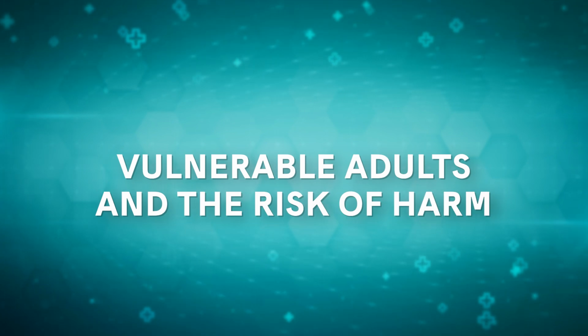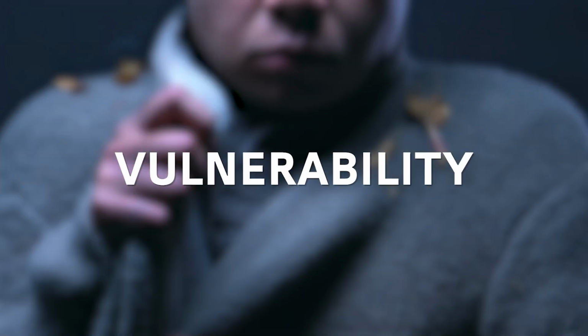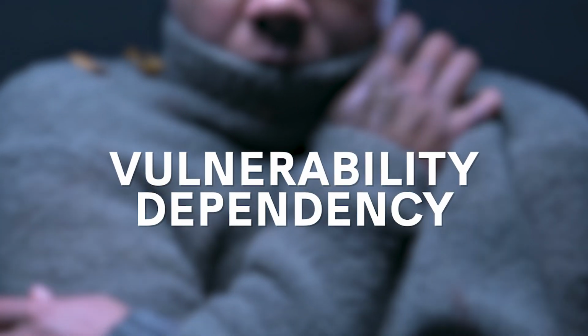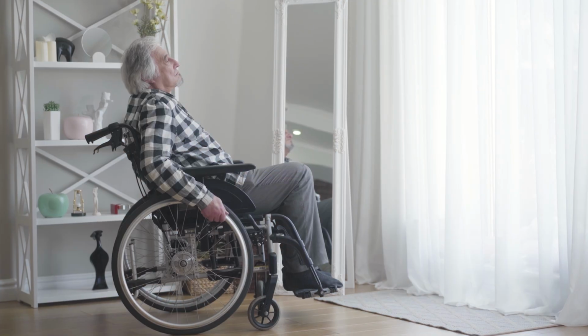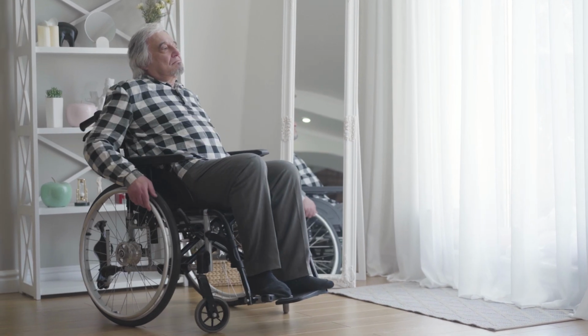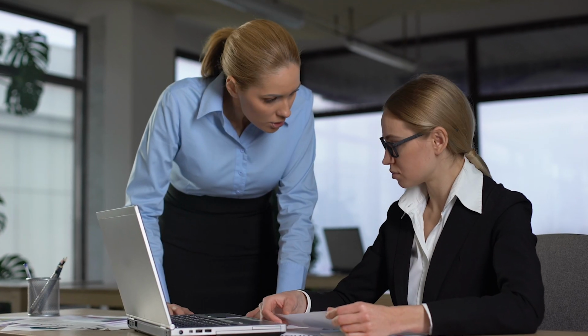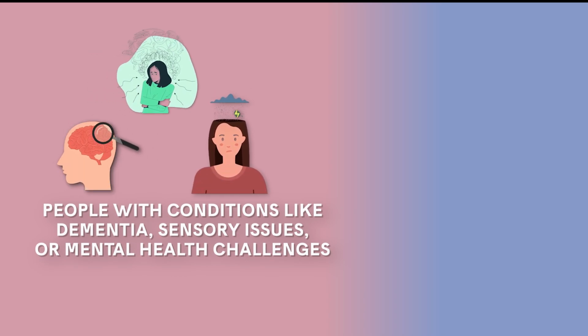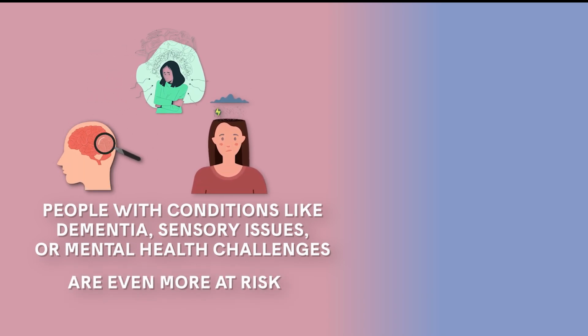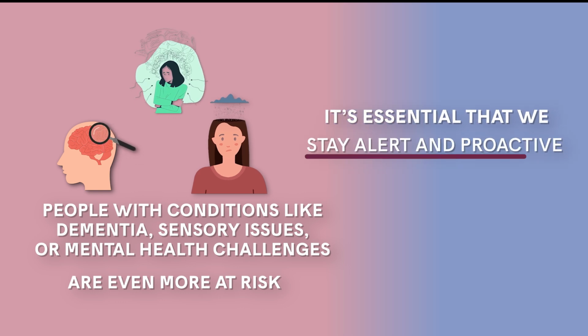Vulnerable adults and the risk of harm. Vulnerability often comes with dependency, and where there's a power imbalance, there's potential for harm. Abuse can be hidden, especially in private homes. In institutions, it can become normalized through poor routines or lack of training. People with conditions like dementia, sensory issues, or mental health challenges are even more at risk. It's essential that we stay alert and proactive.